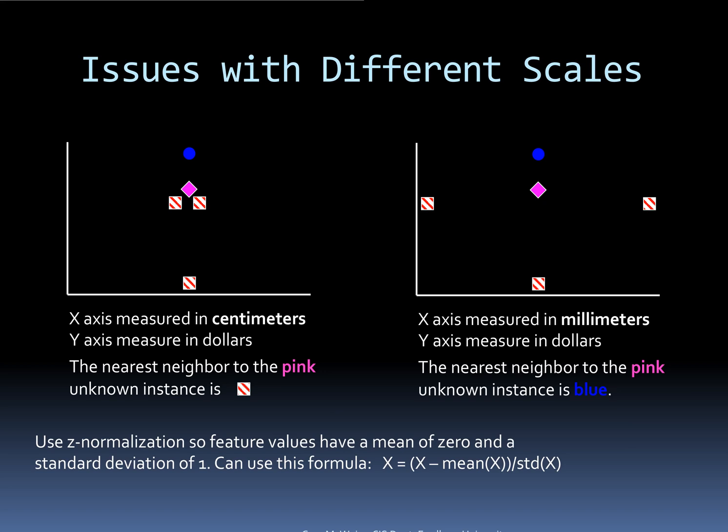To address this, z-normalization is recommended. This technique adjusts feature values to have a mean of 0 and a standard deviation of 1, using the formula x' = (x minus mean) divided by standard deviation. This ensures consistent scaling across features, improving the accuracy of similarity assessments.